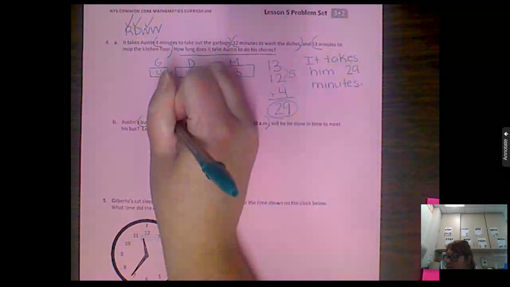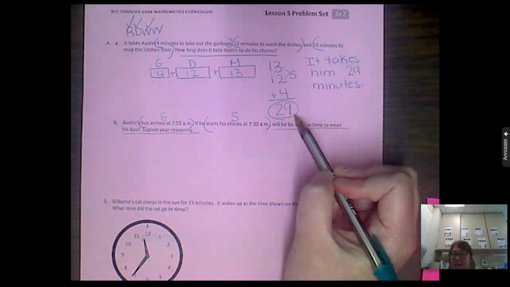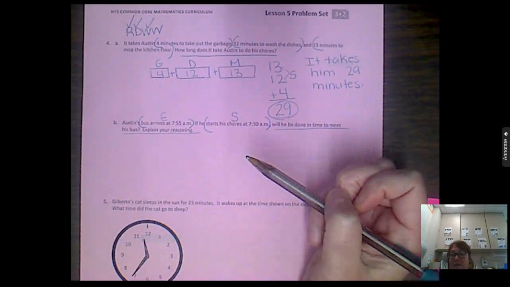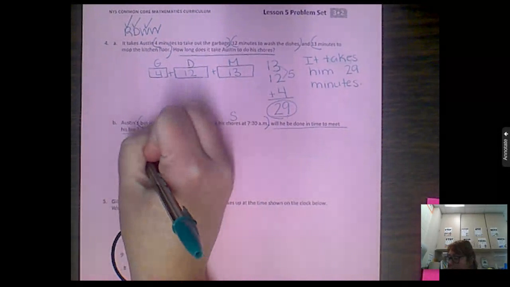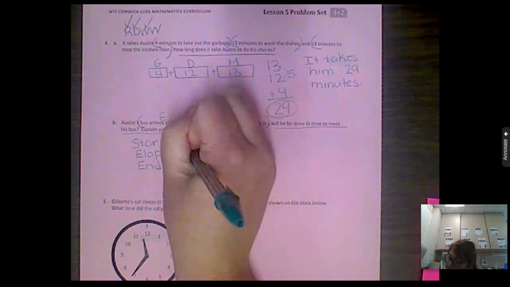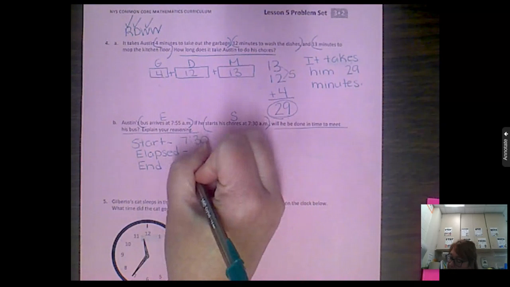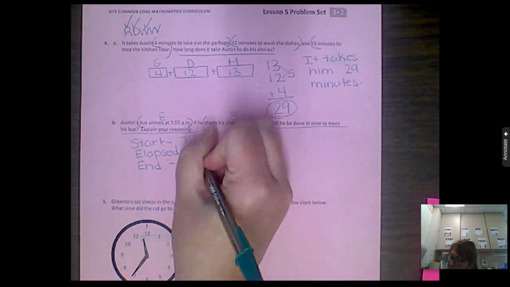And he starts his chores at 7:30. So this would be the starting time. And I want to know, will he be done in time to meet his bus? Explain your reasoning. So if it takes him 29 minutes, does he have time? That elapsed time is what we're trying to figure out. Okay, so let's make a chart. Start, elapsed, end. So we already said the start time was 7:30. The ending time we identified as 7:55. And we're trying to figure out how much time he has in between there.